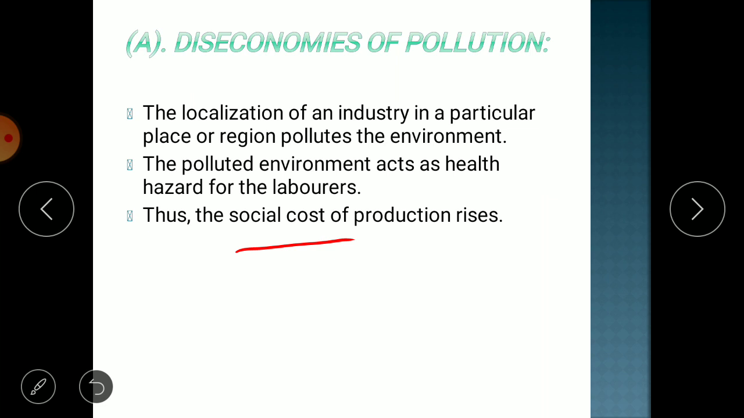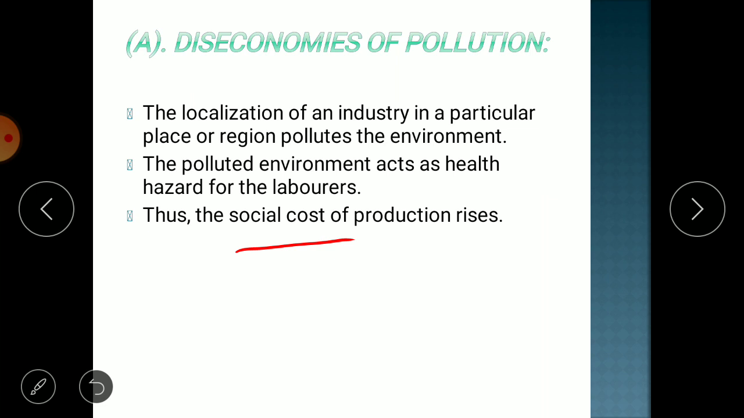In greed of earning more and more profit, the industries are using production methods which are creating pollution in the environment. They are thinking that it will not affect their firm, it will affect only society, but they are forgetting they are also a part of society. They are living within a society, so they are also affected. Their life is at risk. They are also getting disease.